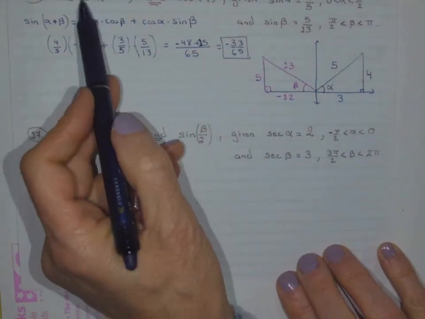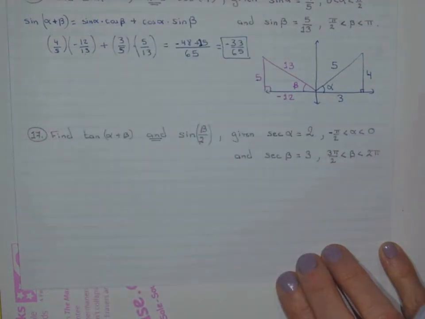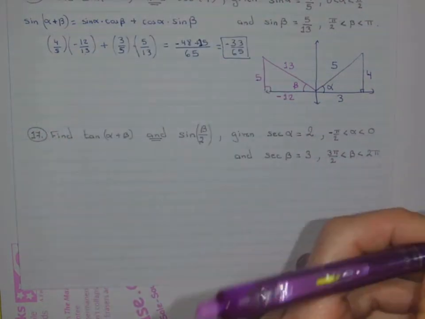Alright, so the first one is done. We just find the sine of alpha plus beta. Now we're switching to cosine 2 beta. I'm going to switch colors too.